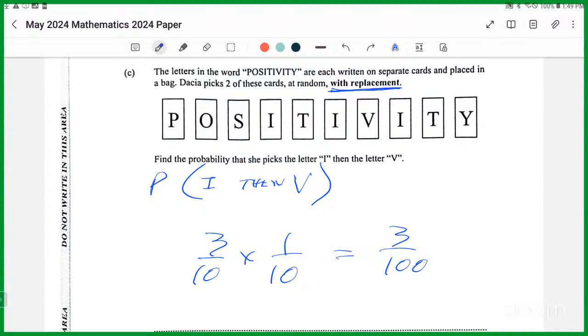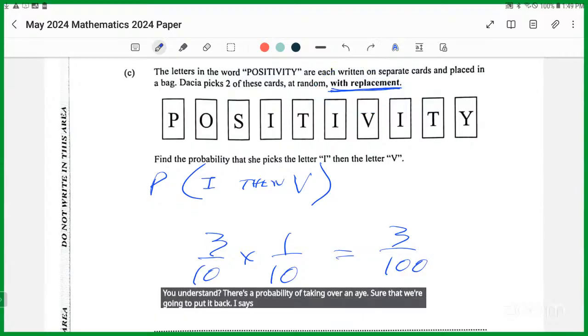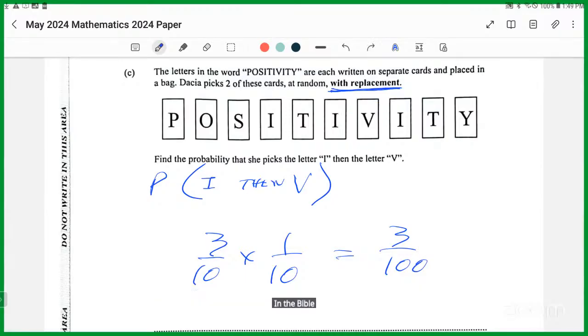You understand? So you take the I out of the bag. That's the probability of taking out an I: 3 out of 10. We're going to put it back. It says with replacement. So when you put it back, the second draw, you're going to be drawing from 10 again in the bag. And it's 1 V in there.